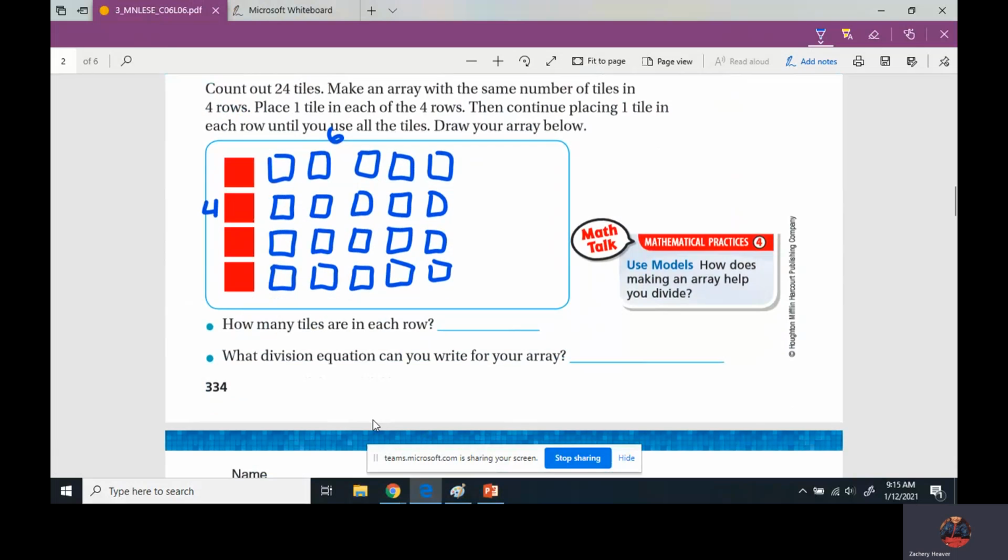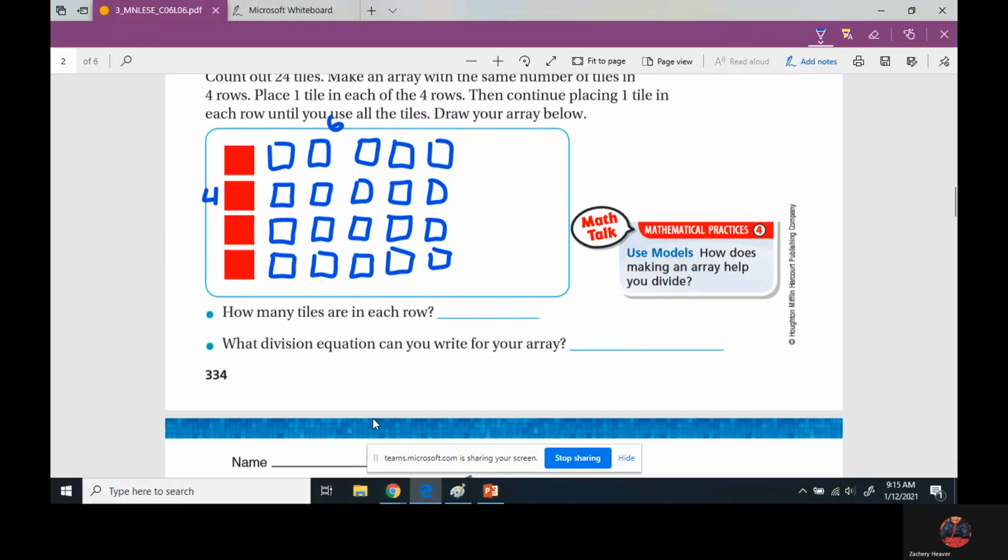So how many tiles are in each row? 6 tiles. What division problem? So what's our total? If we have 24 total and we've made 4 rows, there's going to be 6 in each row. 24 divided by 4 is 6.